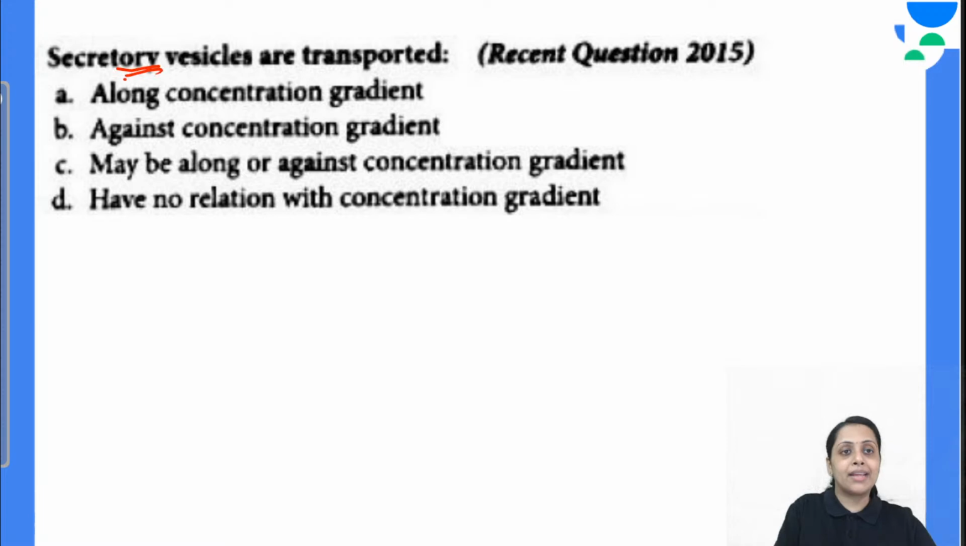Secretory vesicles are transported via which transport process? Anybody? Which transport process are we talking about here? That is exocytosis. Is this point clear? The secretory vesicle is formed and released in exocytosis. So we are talking about exocytosis, and this exocytosis has no correlation with the concentration gradient.